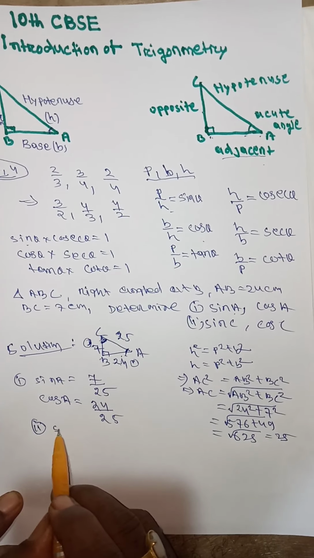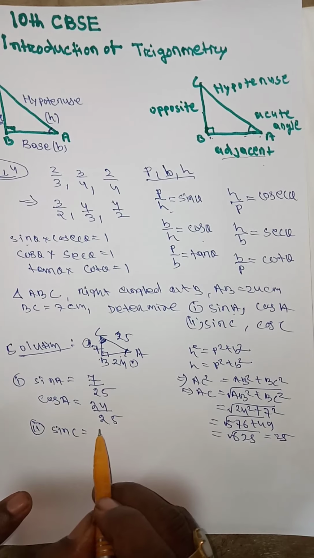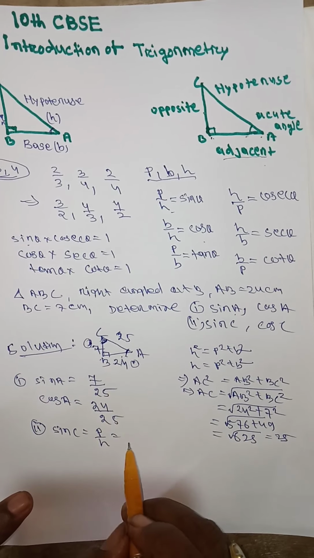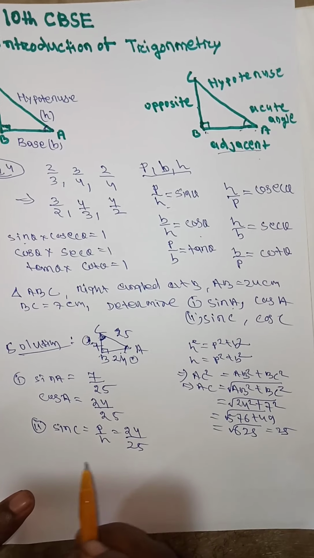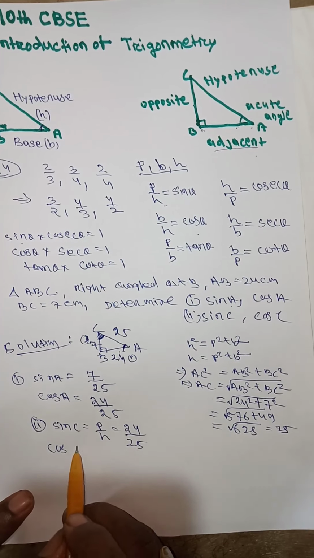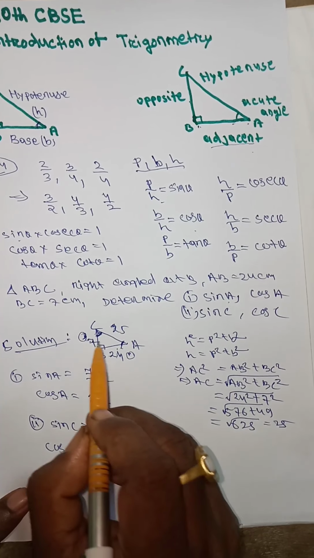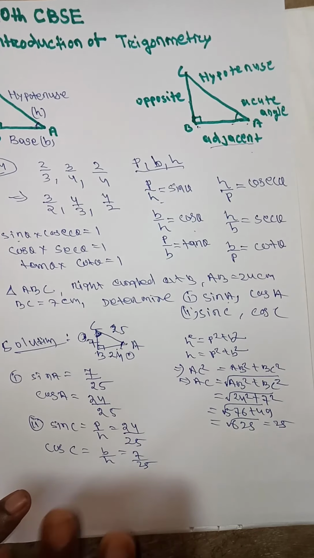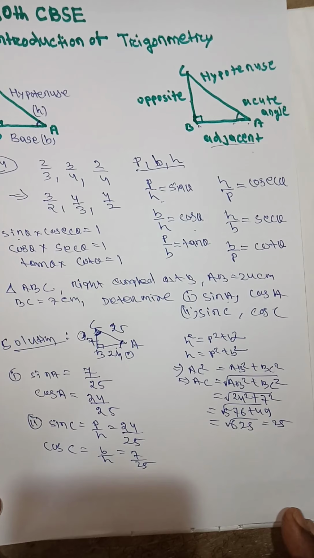So sin C is equal to P by H. P by H means P value here is 24, so 24 by 25. Like this cos C is B by H. B by H means here B is equal to 7 and H is equal to 25. Finish this one. Like this.